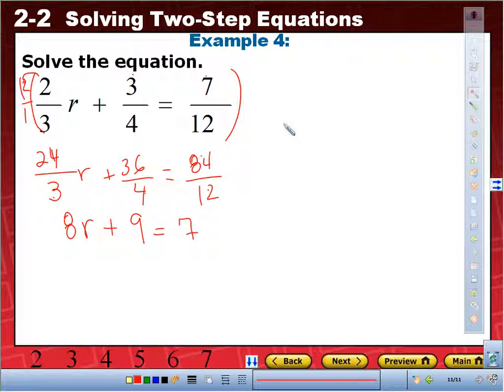Read into it. Okay, so homework is what? Page 82, 1 through 35 odd.